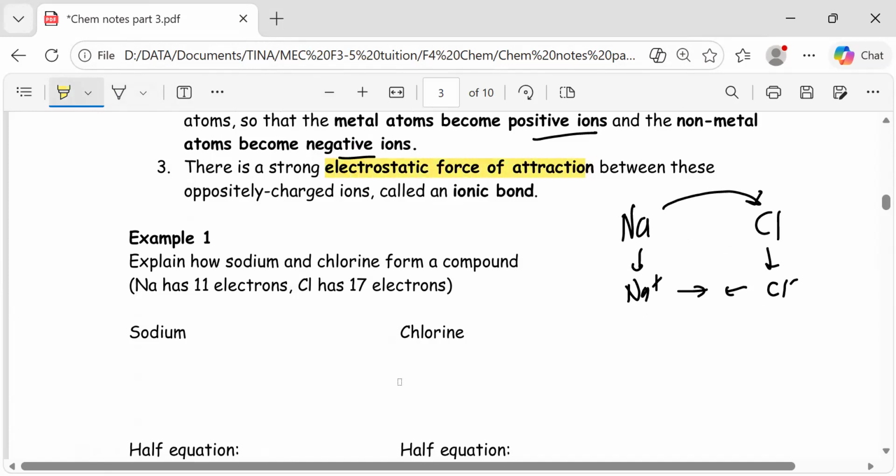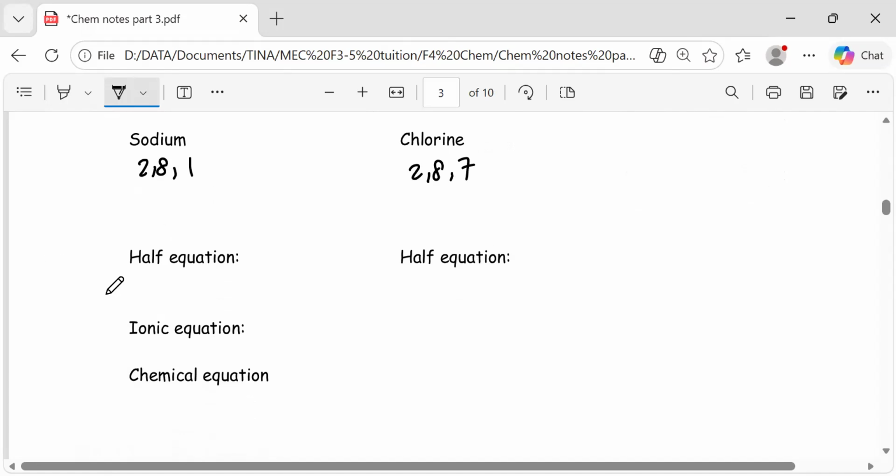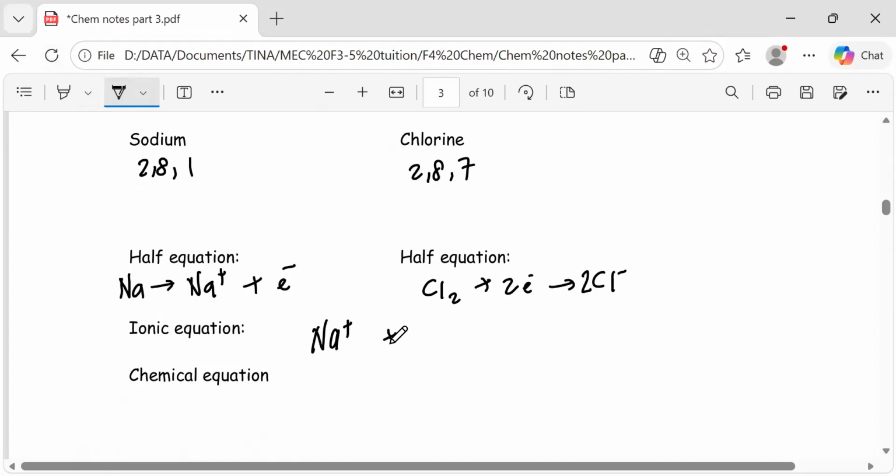Okay, all right, let's try this. Sodium is 2,8,1. Chlorine is 2,8,7. Write the half equations. Chloride, negative ions get the ending -ide. This is the half equation. What is the ionic equation? The positive ion and the negative ion get together to form sodium chloride. This is ionic.